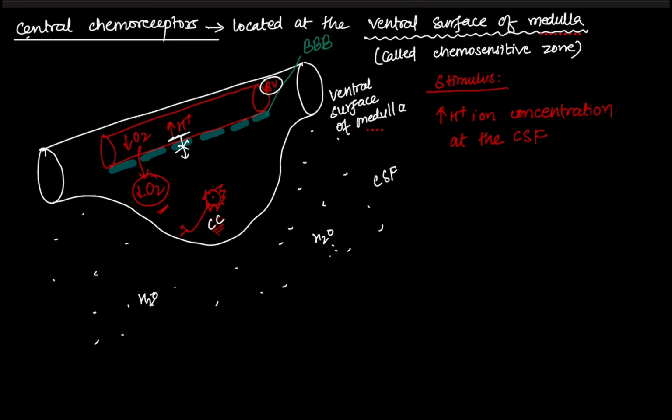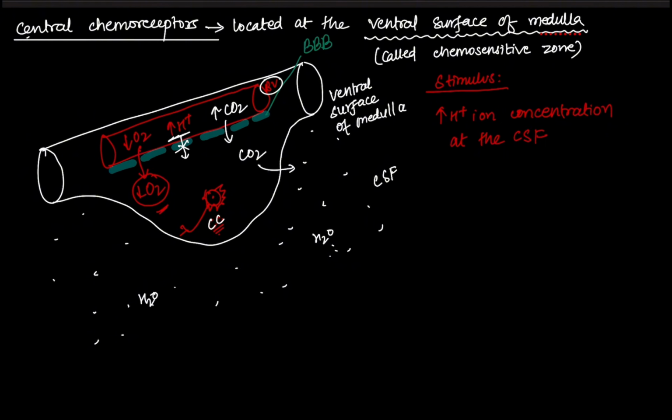Now, how will the central chemoreceptor increase? So is there any role of CO2? The answer is yes. So what will happen if there is an increase in CO2 at the level of arterial blood? Remember, will CO2 be able to diffuse through the blood brain barrier? The answer is yes, because it is a gas. So as it is a gas, this CO2 can easily diffuse through the blood brain barrier, and this can come into the level of ventral surface, I mean of medulla, right? So it can come here.